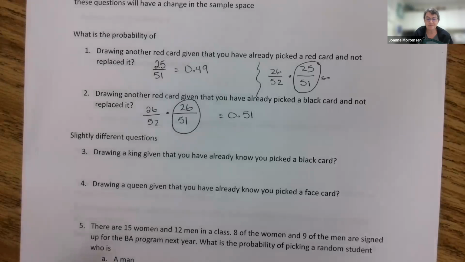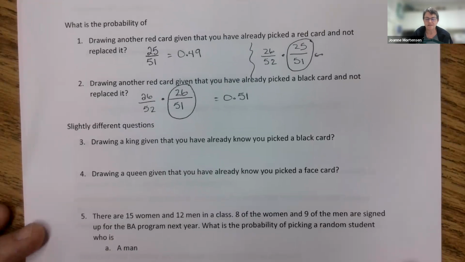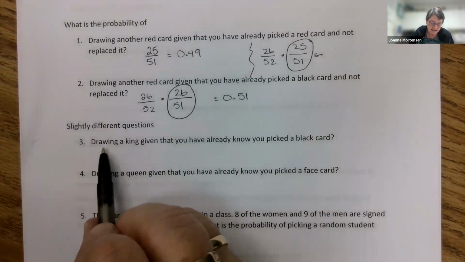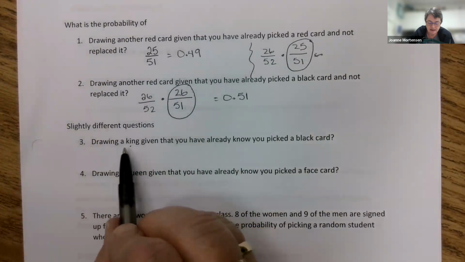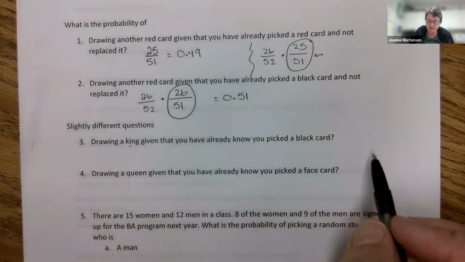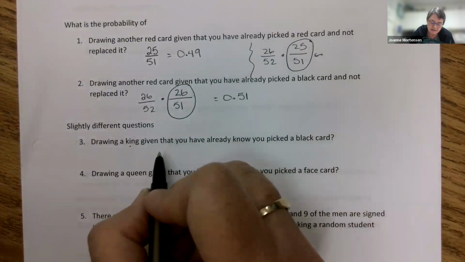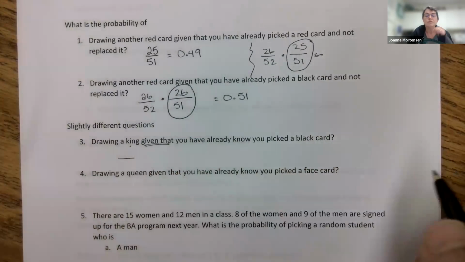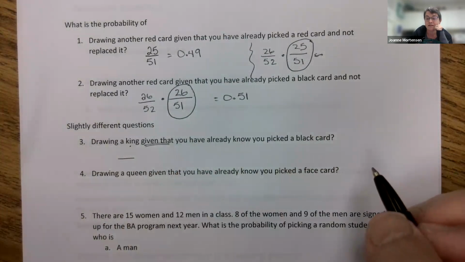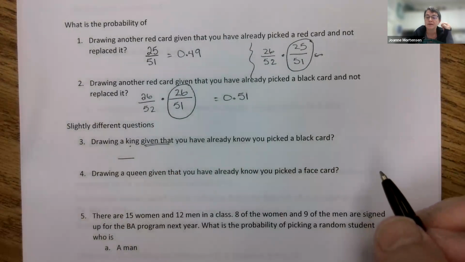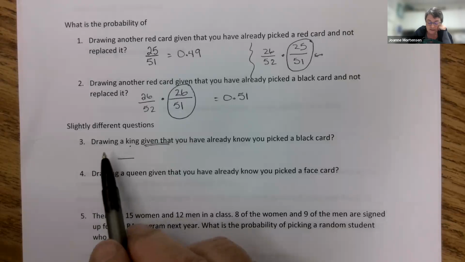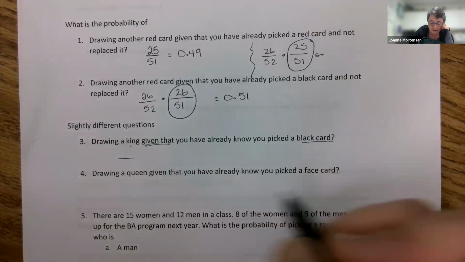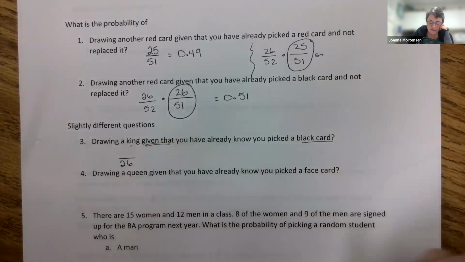All right. So there are different ways to say these questions. Let's say that we're now going to look at what's the probability of drawing a king, given that you already know you picked a black card. These specifically have that phrase in them. So what is my sample space? Because for me, that's what I figure out first. What are my choices? Well, it's not 52 this time. It's a black card. So we know my sample space is 26.